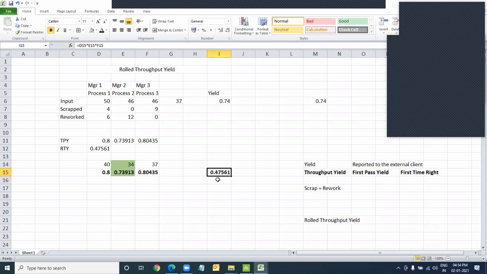47.5%. That means only 47.5% of your items, product or service will pass from beginning till end without any error. That's horrible, and that's what we need to improve upon. So technically, I'm looking miserable here. It's the cumulative of all the stage level throughput yields that gives you rolled throughput yield. That's your net error-free output of the entire process. So we must look into this.